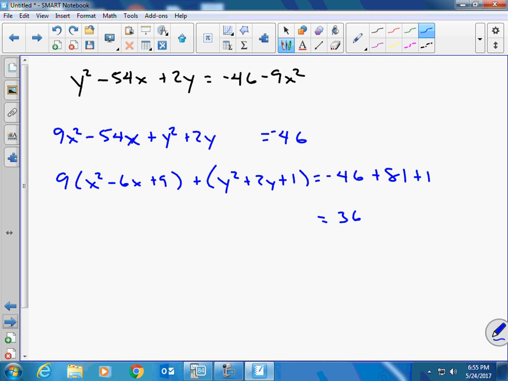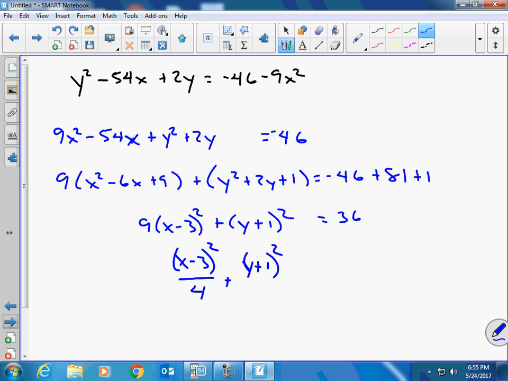Left-hand side, 9 times x minus 3 squared plus y plus 1 squared. Divide by 36, I get x minus 3 squared over 4 plus y plus 1 squared over 36 equals 1. Looked bad. Came out all right. All right, that is ellipses.